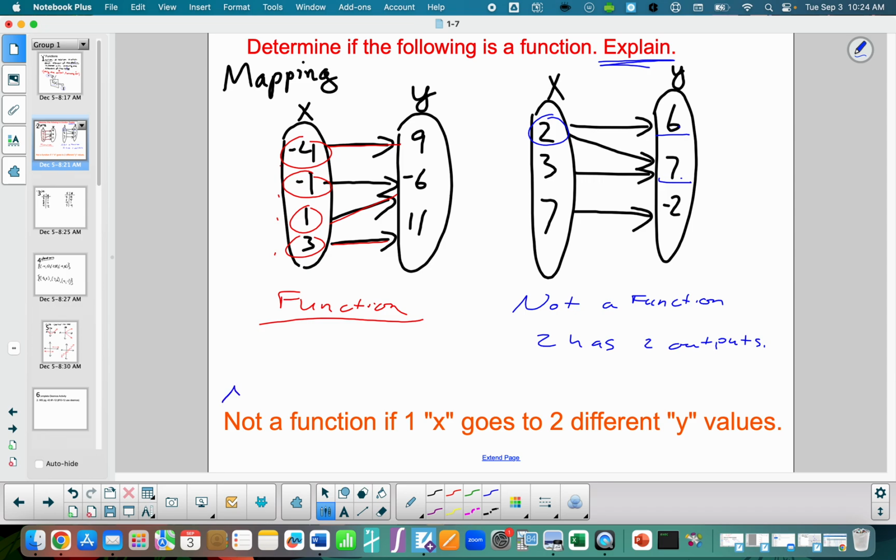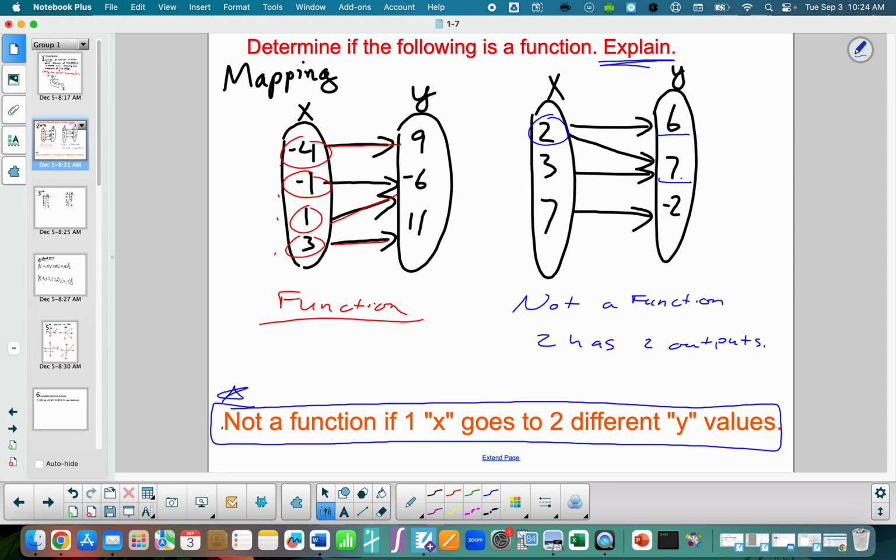But this is what you'll probably want to really make sure you have in your notes. It is not a function if one x goes to two different y values. That's really the key for all of this. Do you have an x going to two different y's? If you do, it's not a function. Other than that, it would be a function.